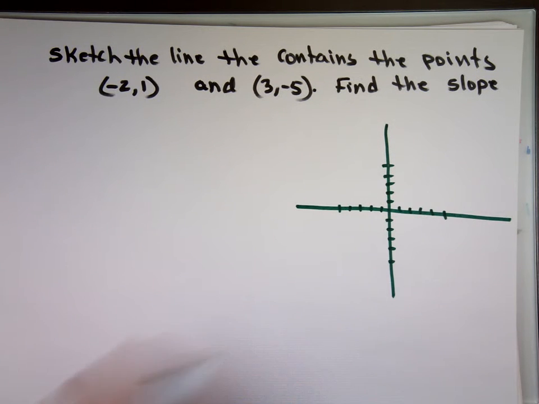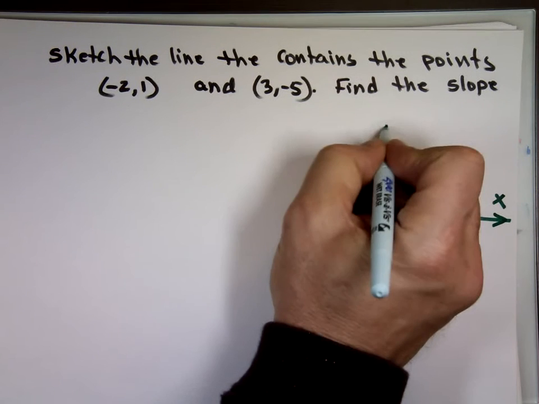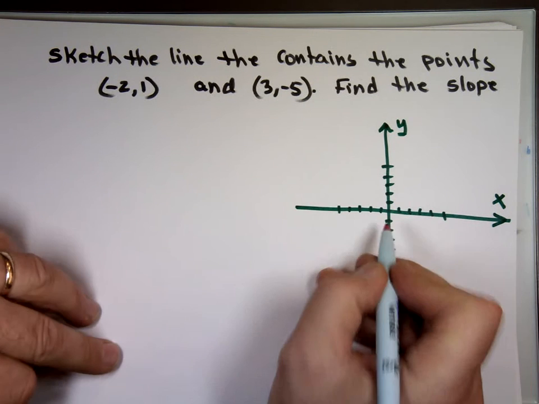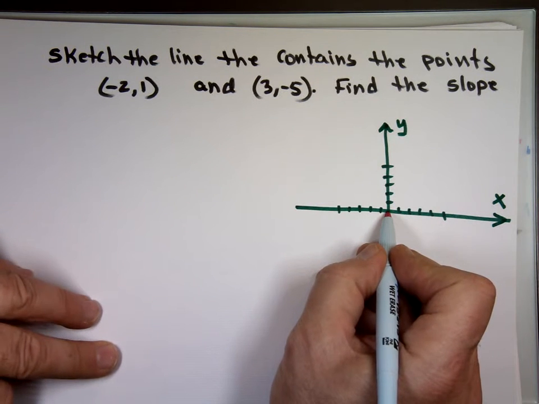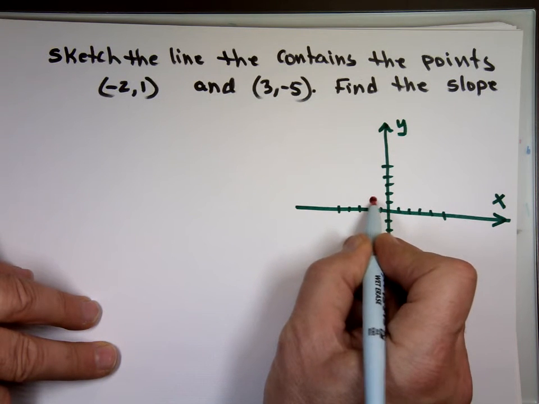I put 5 notches in each one, that's plenty. X, Y. The first one, negative 2 and 1. Start from the origin, negative 2 in the x direction, go backward 2 units and 1 up. That's this point, negative 2 and 1.